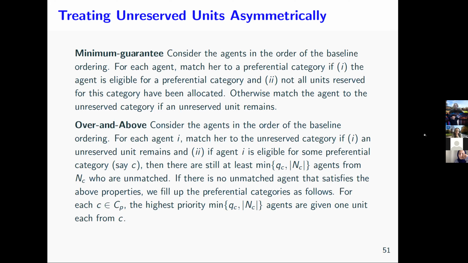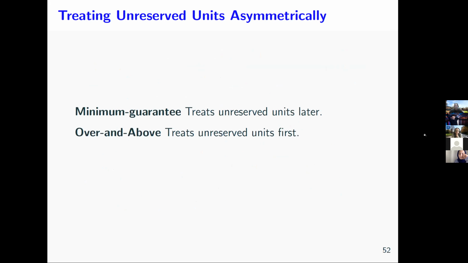So I won't go into these technical details, but the main idea is that historically, reserve systems have used the unreserved category in two different ways. One is that it treats unreserved units later. That particular rule is called the minimum guarantee rule, and yet another one is called the over and above rule, which treats unreserved units first. And whether you use these unreserved units first or later can have a big impact. And this is already discussed in the paper by Pathak et al. and a few other economics papers.